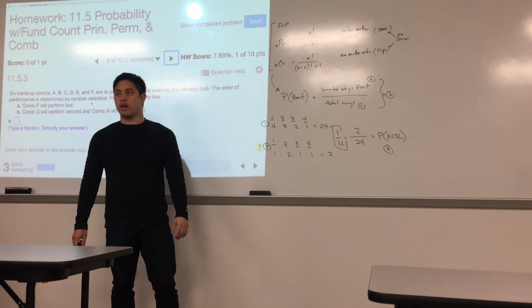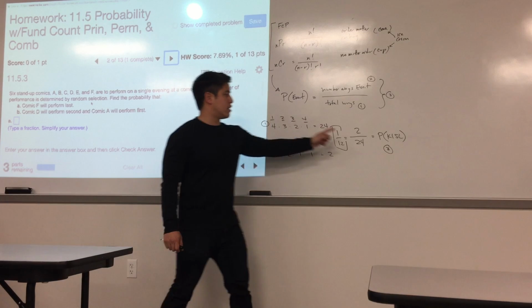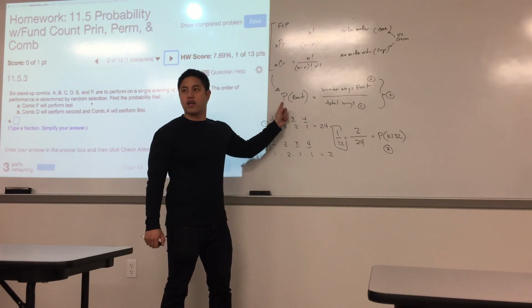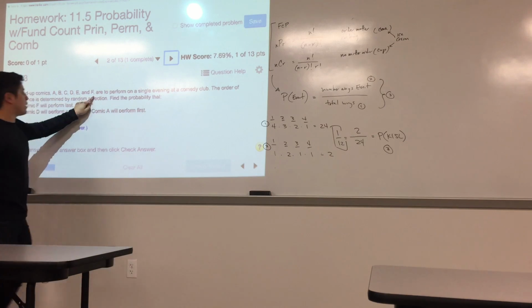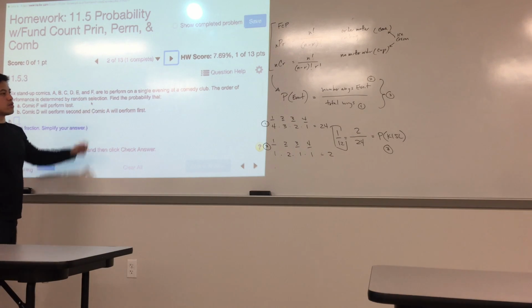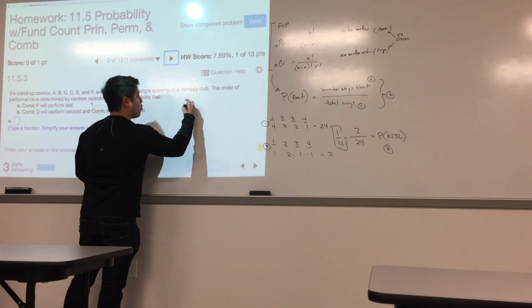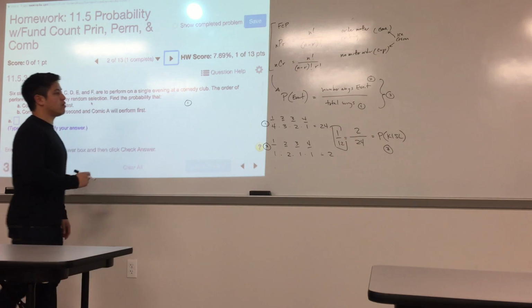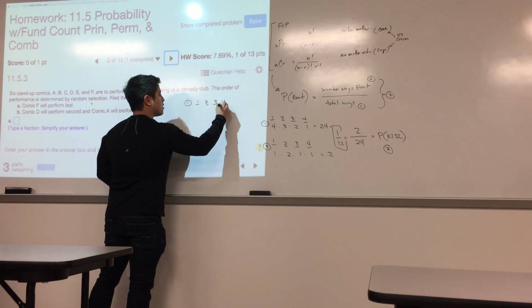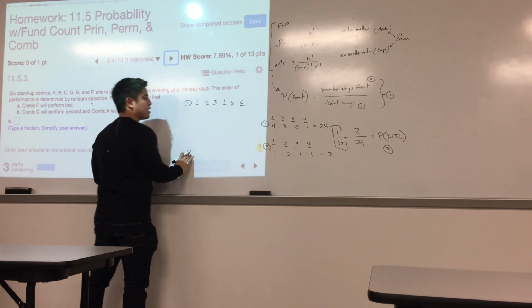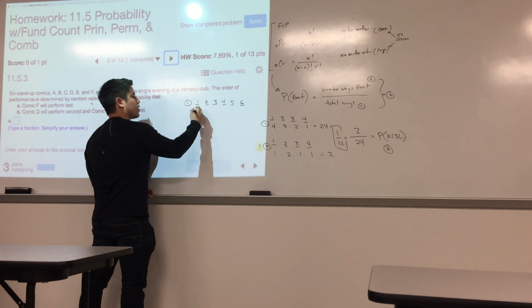We have enough information to figure out the denominator of our probability of an event, because we know how many people are performing. There are 6 people. So we can do step 1 here, which is to figure out how many possible ways 6 comics can perform. Isn't that true? So how many are there?